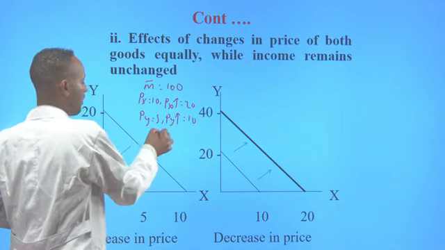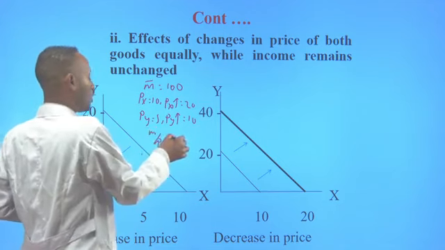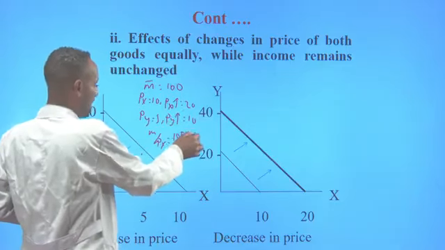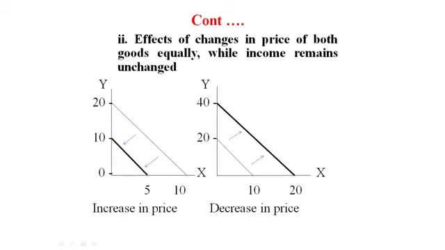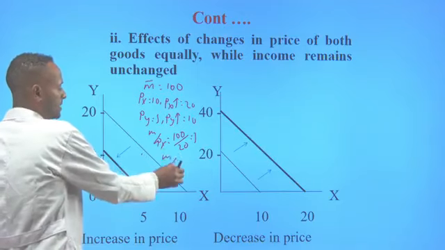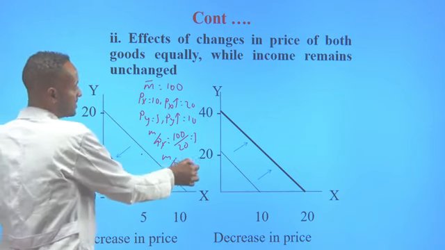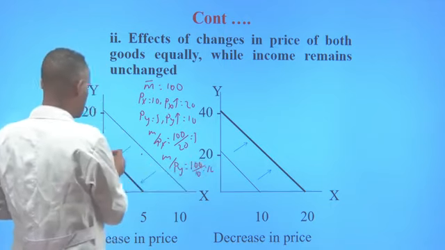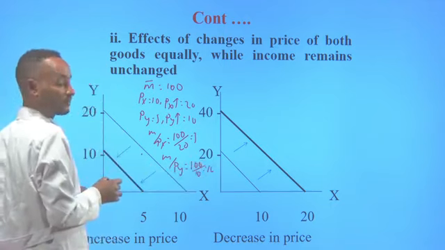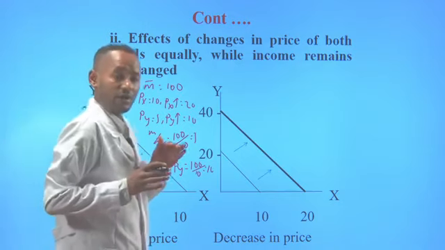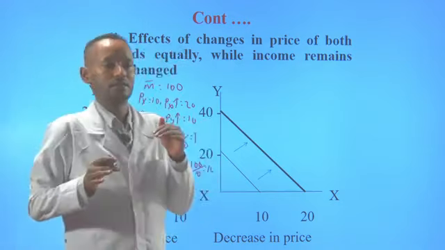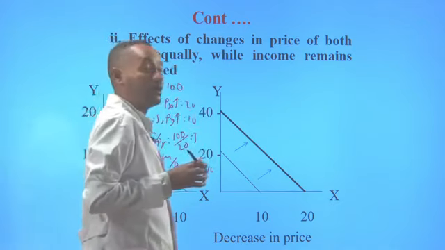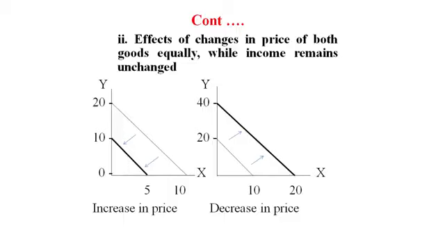That means M over price of X will give you the horizontal intercept of the new budget line, which is 100 divided by 20. This is 5. This is the horizontal intercept of the new budget line. Similarly, M over price of Y will give you the vertical intercept of the new budget line, which is 100 divided by 10, which is equal to 10. So this is the vertical intercept of the new budget line. So while income of a consumer remains unchanged, with an increase in price of both goods by an equal percent, the budget line will shift inward, allowing us to buy a lesser amount of a commodity.